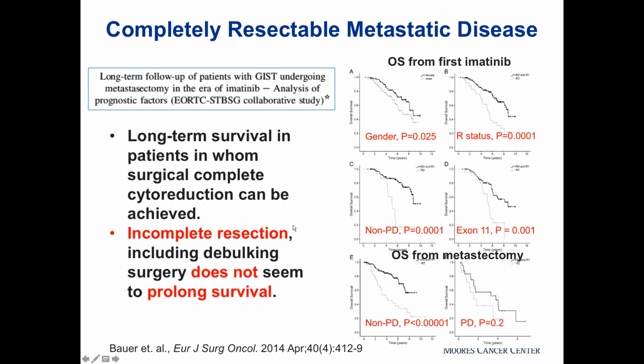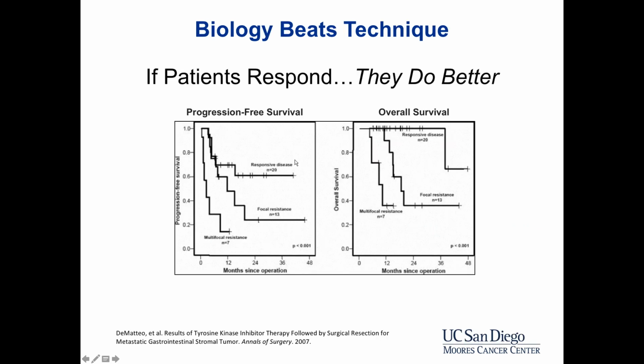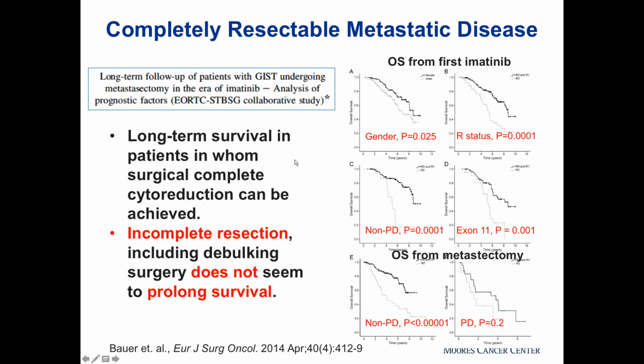So the take-home would be that we want to shoot to do complete resection in patients that are responding to therapy, and that there's minimal role for doing an incomplete resection because it doesn't benefit the patient and it doesn't seem to prolong survival. So taking somebody to the operating room and taking a couple of the tumors out, knowing that most of the disease will be left behind, is not beneficial.